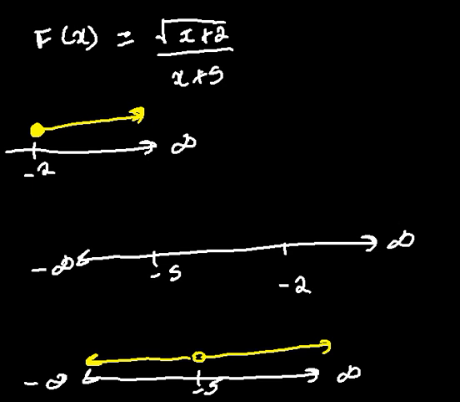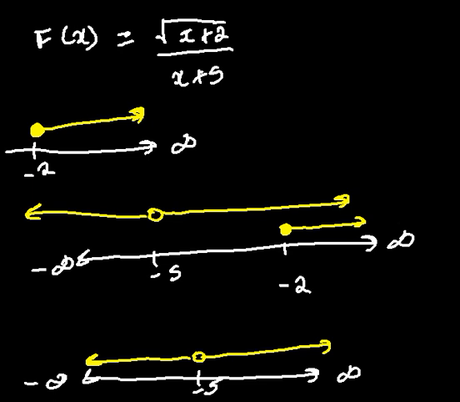And let's think of presenting the intervals that we have. The first one is from negative 2, part of the interval, to positive infinity. And from negative 2 to negative 5, like that. As you can see, negative 5 is not part of the interval.